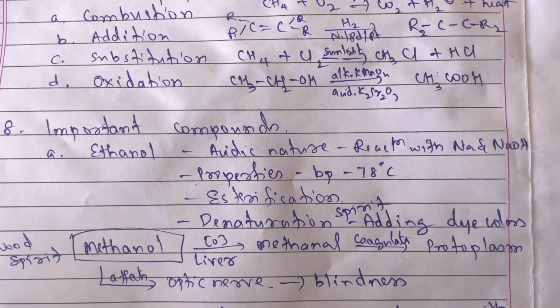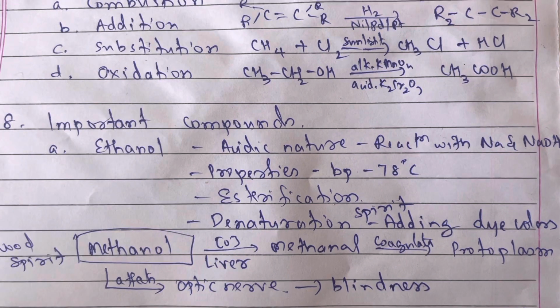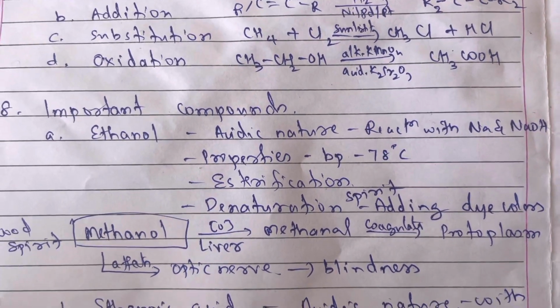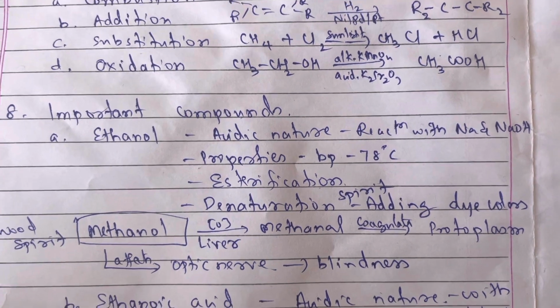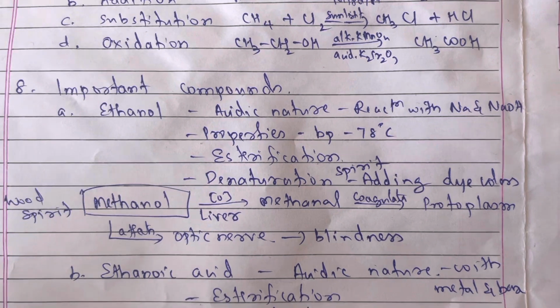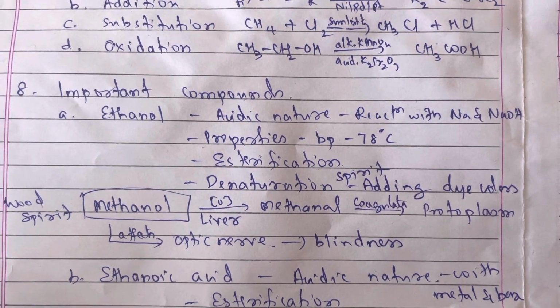and also it is edible in nature, due to which, to avoid this stealing of ethanol, what people commercially do is they denature it. So denaturation of spirit is done by the addition of dyes or colors. And the last one is methanol, another important compound under alcohols.